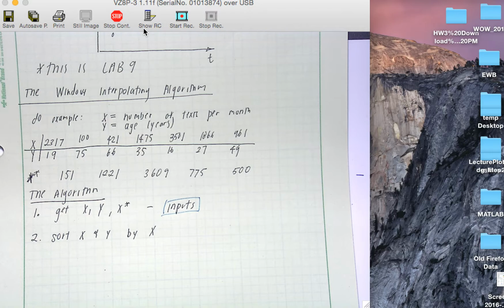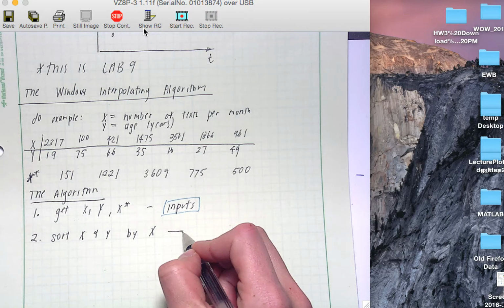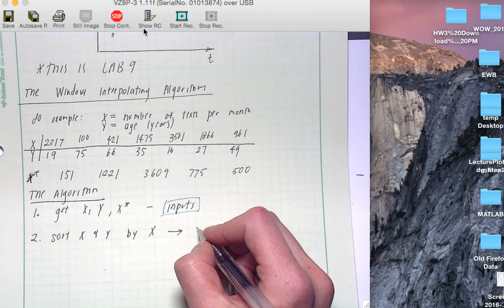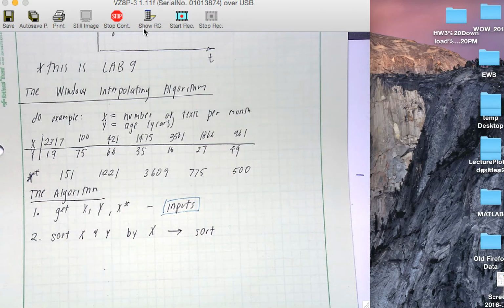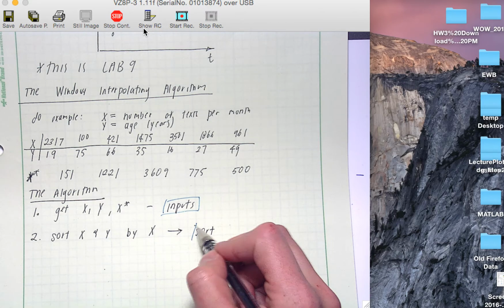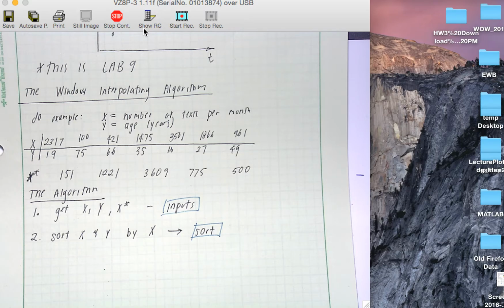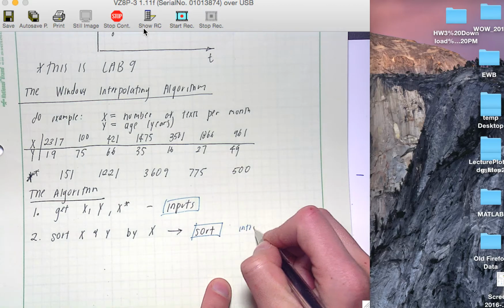And you can just use the intrinsic function. You don't have to write a sorting function because it's actually really tricky. And I used to have students do that and I stopped. A sorting algorithm is going to sort the x values, but you also want to sort the y values the same way that the x was sorted. So you want to keep track of how it reordered x and reorder y in the same way. And so the intrinsic is okay.